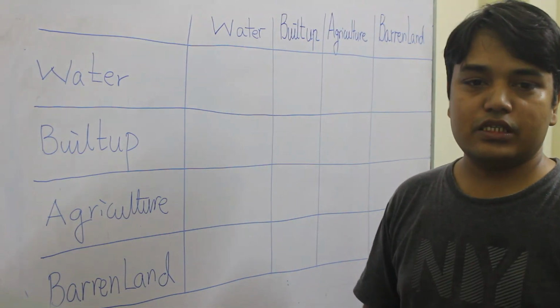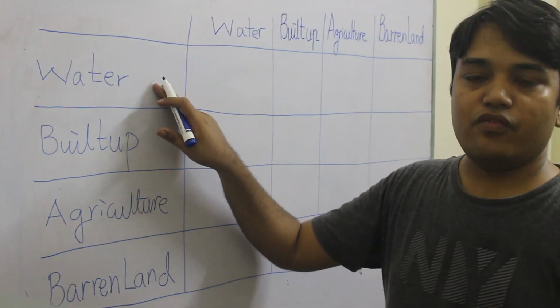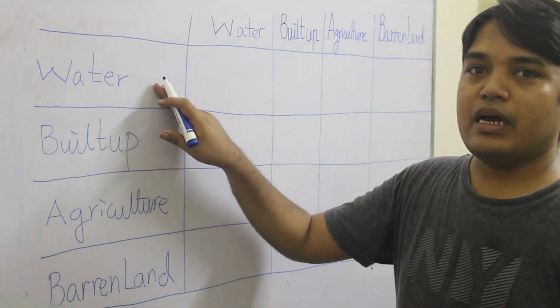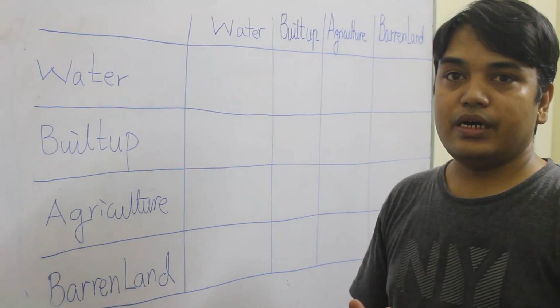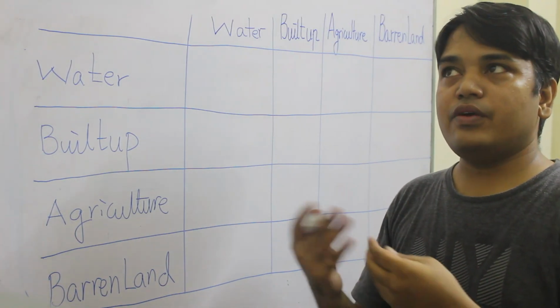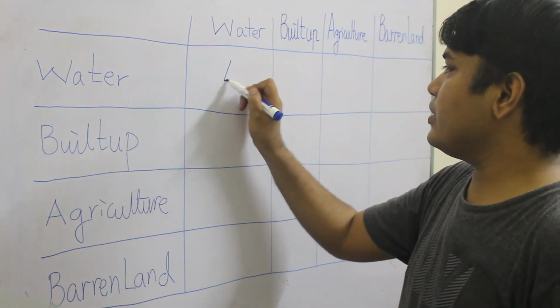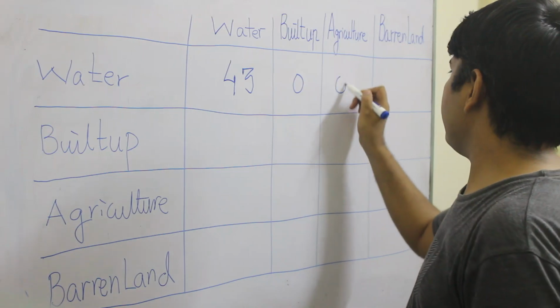Now let's suppose for water we had a total of 43 pixels, and out of 43, all 43 were correct, and when we went to the field we found out that those are water. So we will write 43 here and 0 in all the other columns.